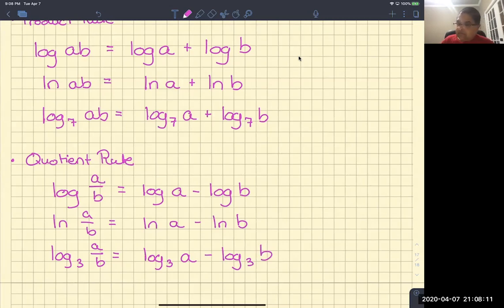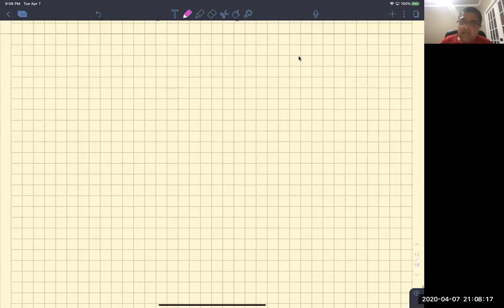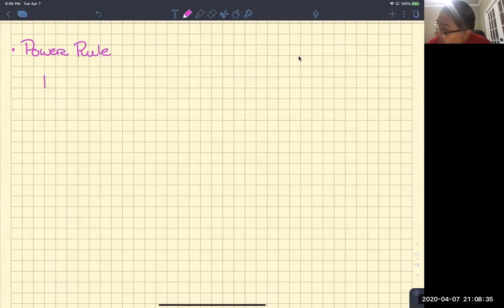Now, the last property of logarithms is known as the power rule. And the power rule says, and this is probably the most useful characteristic of logarithms, that the log of an exponential expression, log of a to the b power, is the same thing as b times the log of a, or b log a.